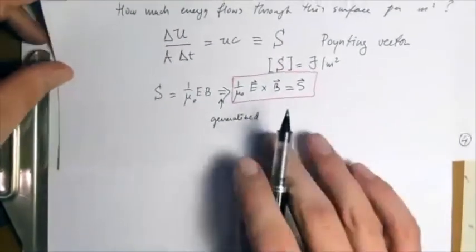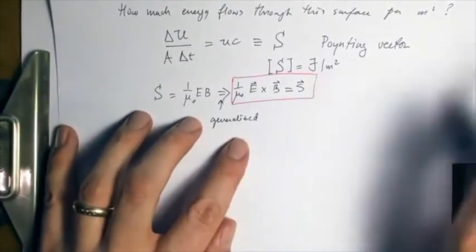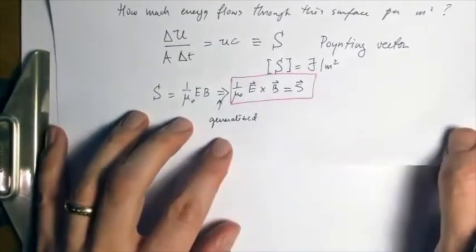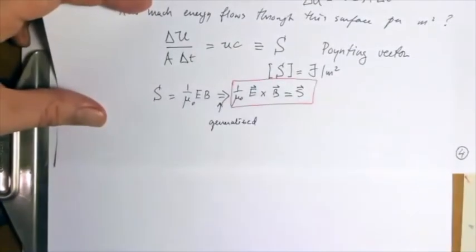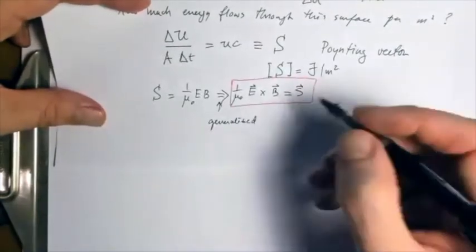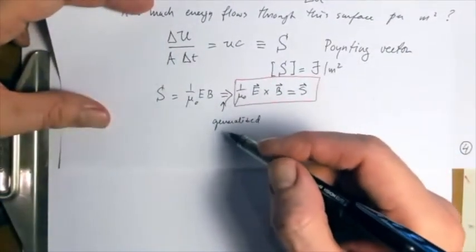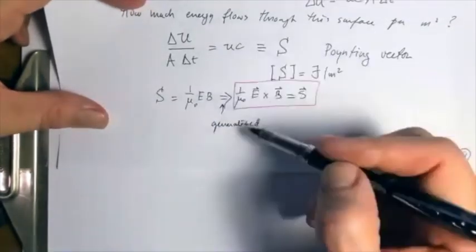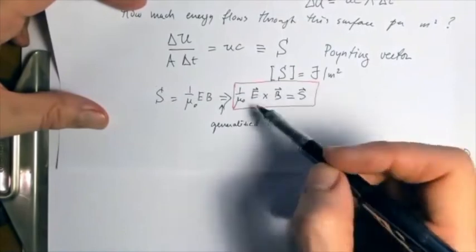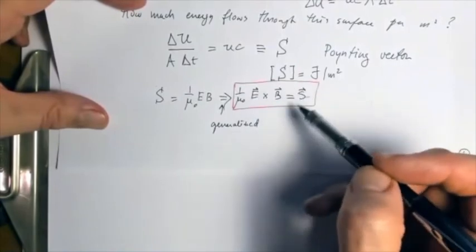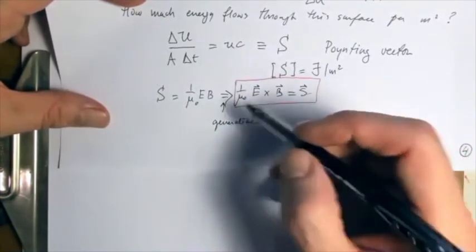Now, this thing is carrying not just energy, but also momentum. A dimensional analysis is the easiest way to see this. If you have a wave that's carrying energy in a direction given by the cross product of E and B, then this Poynting vector tells you how much energy per unit area you've got.